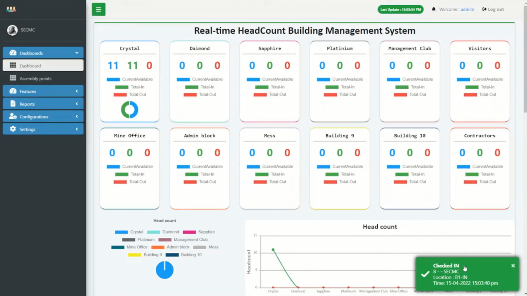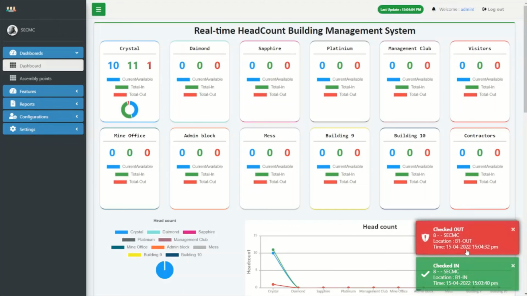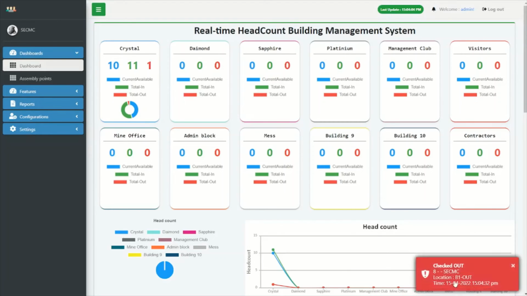Now we are having a demo for the out demo. You can see a red pop-up when anybody comes out of the building. So it shows the red pop-up, that is the checkout pop-up, and also the figure reflects that.